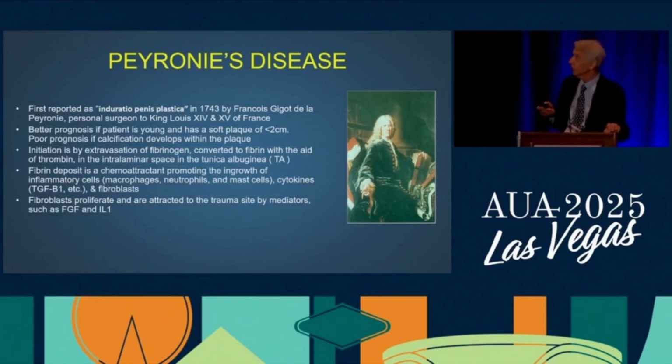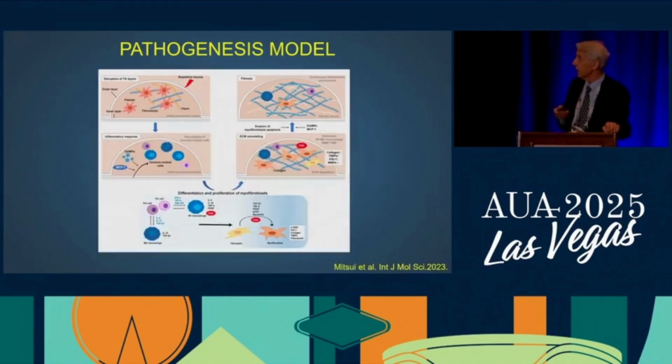Now, Francois de la Peyronie was King Louis XIV and XV's personal physician, and we all know that there's a better prognosis if a patient is young and has a small soft plaque versus those that are calcified. It's initiated by the deposition of fibrinogen, which is converted to fibrin and starts the whole process in the interlaminar space. The fibrin itself promotes the ingrowth of inflammatory cells, as listed here, cytokines, and also starts fibroblasts. Fibroblasts themselves proliferate and are attracted to the trauma site by a number of different mediators. This is the model as best we know it right now.